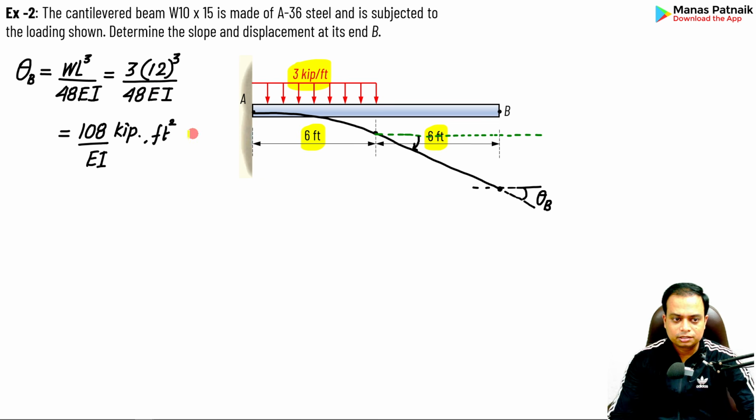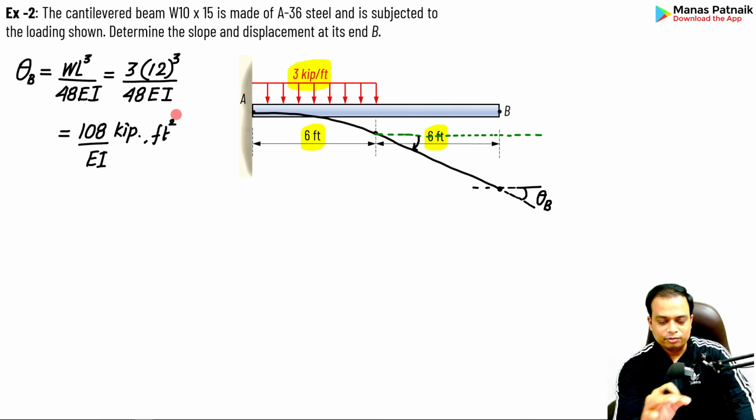Please notice this is kip, kilopound force, dot feet square. I'll explain why all of a sudden it should have been feet cube. How has this been converted into feet square? There is a proper rationale behind it. I'll come to that part. So far, so good. That's the value which we've got.